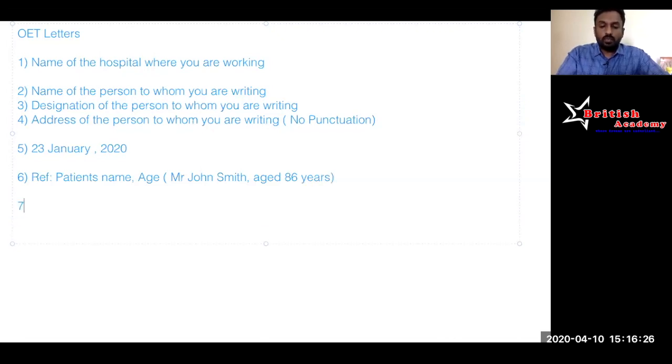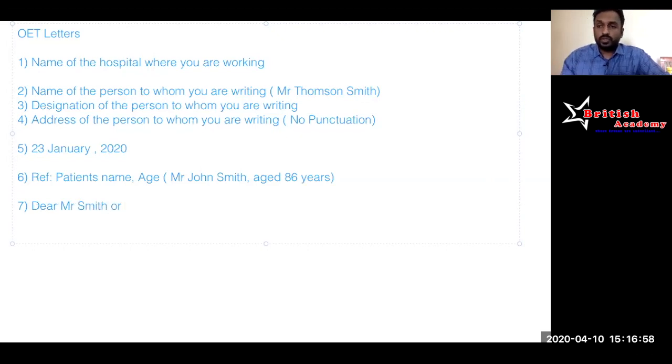Leave one line. The seventh point is your salutation. Salutation depends on whether you know the person's name. For example, the second point over here, the name of the person to whom you're writing. Say the name of the person is Mr. Thompson Smith. If we know the person's name, I would write, Dear Mr. Smith.